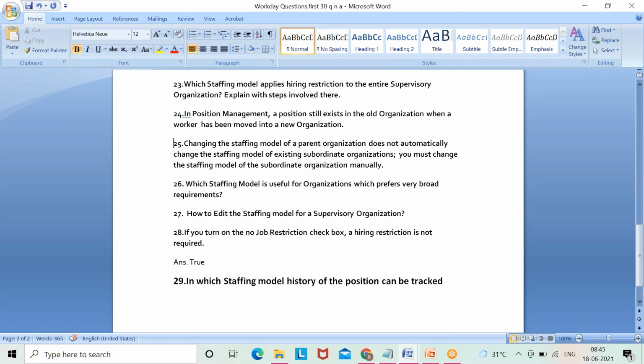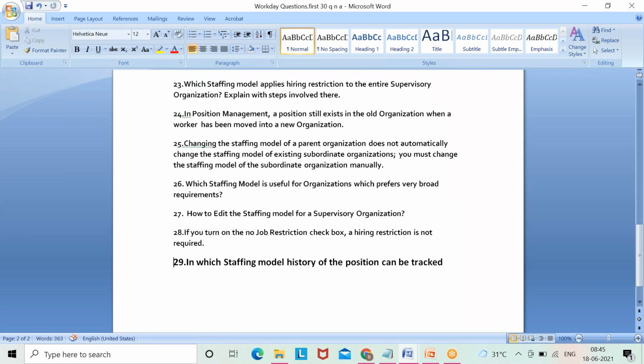Changing the staffing model of a parent organization does not automatically change the staffing model of existing subordinate organizations. You must change the staffing model of the subordinate organization manually. Is that correct?